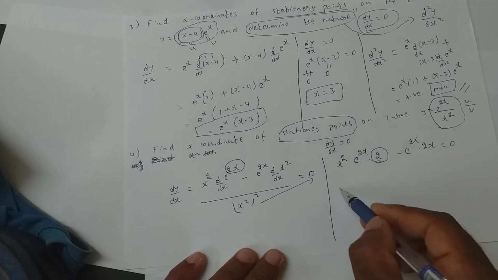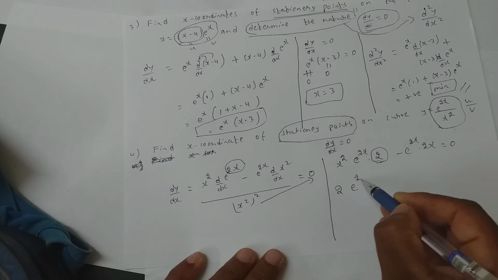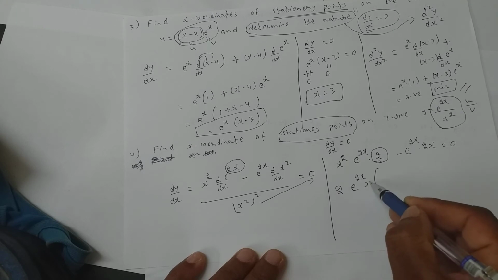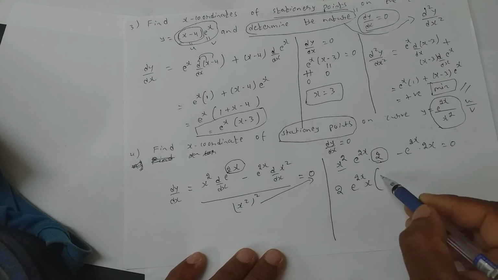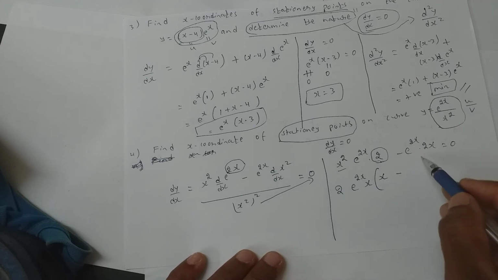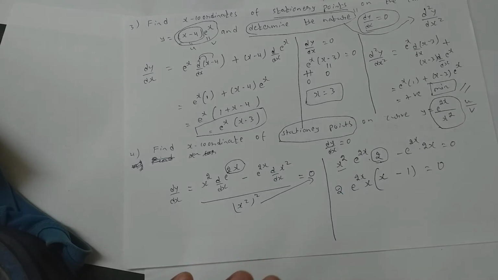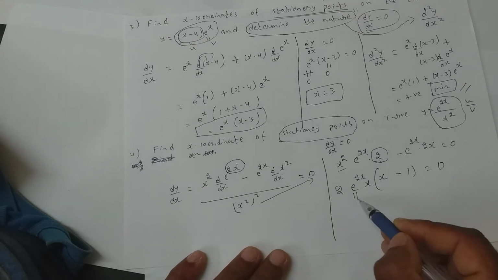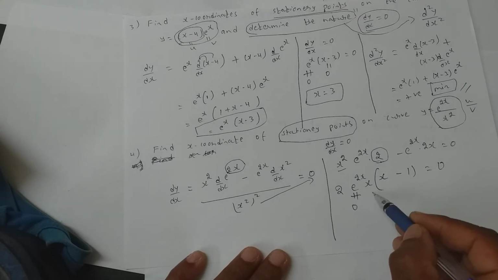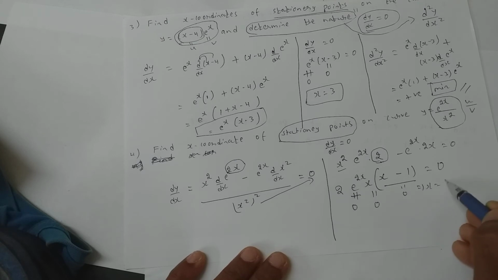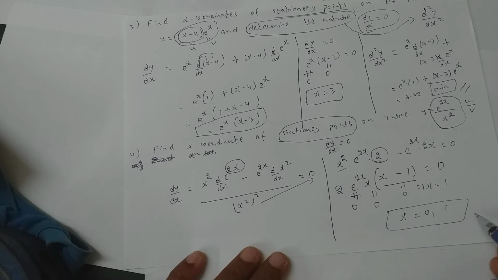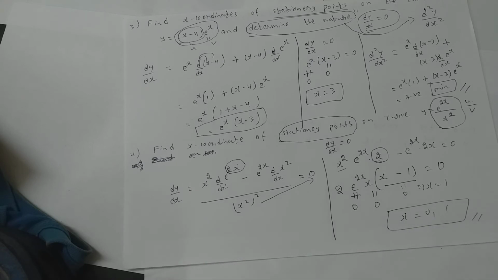What can I take common? I can take 2 common, e power 2x also common. X also I can take common. So what do I get here? From x square, x is gone, so x minus 1 equal to 0. E power 2x cannot be equal to 0. So x can be equal to 0, or this entire bracket equal to 0 means x equal to 1. So my x coordinates are 0 and 1. Am I clear with the sum?